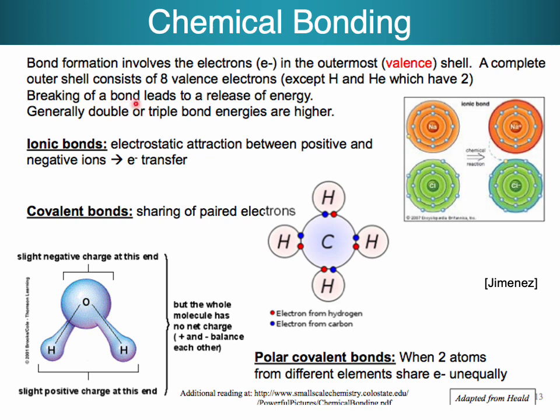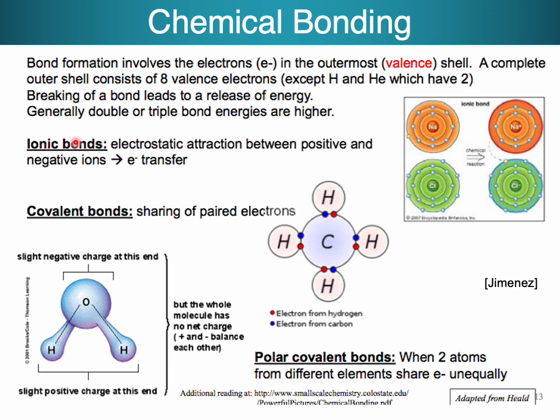And breaking a bond leads to a release of energy. And to form a bond, you require energy. And generally, double or triple bond energies are higher. And in essence, especially in the covalent bond, right, one bond basically means the sharing of 2 electrons. Well, first, going back to ionic bonds.